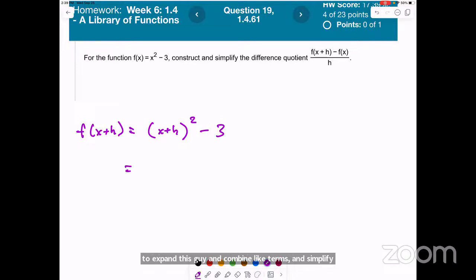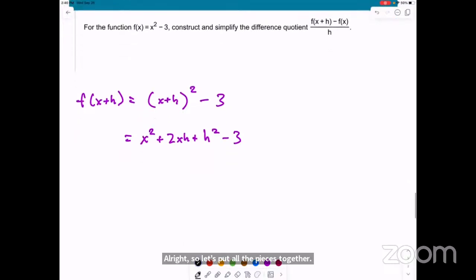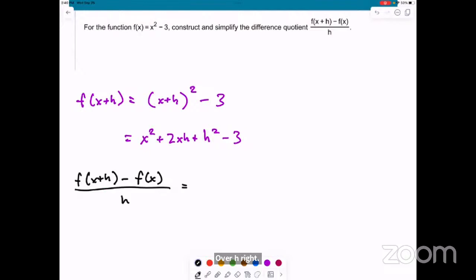So we're going to get x squared plus 2xh plus h squared minus 3, right? You can FOIL that, first outer inner last, combine like terms, and eventually you'll get here. So we got the f of x plus h. Let's put all the pieces together. If we were to say f of x plus h minus f of x, over h, that's going to be the result we just found. So I think I'm just going to copy and paste.